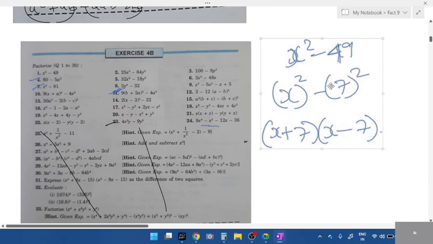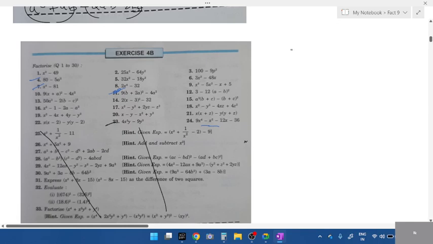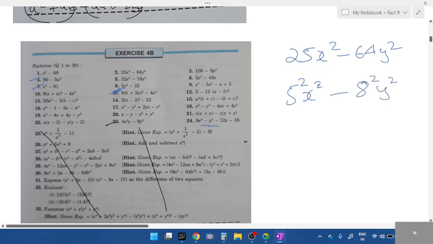What about the next one? Don't try this first, this is a simple one, students. 25x square minus 64y square. Now, how can I write 25? 5 square x square, and for 64, 8 square y square. Whenever the degrees are same, students, remember, whenever powers are same, you can write it together. Clear?